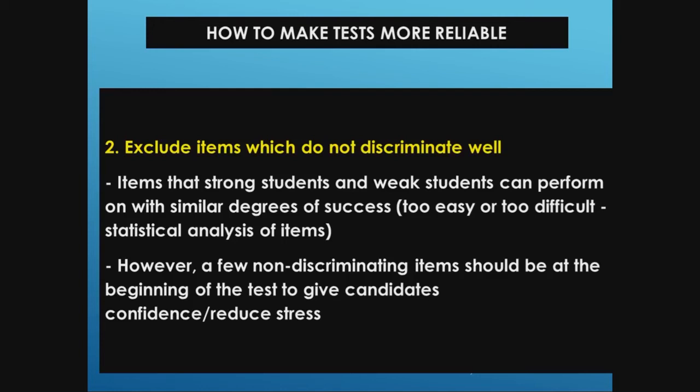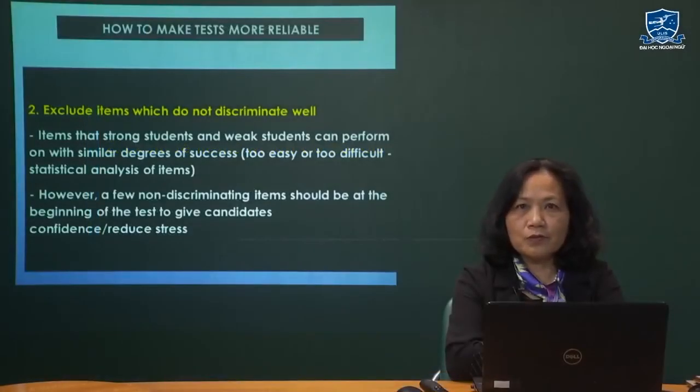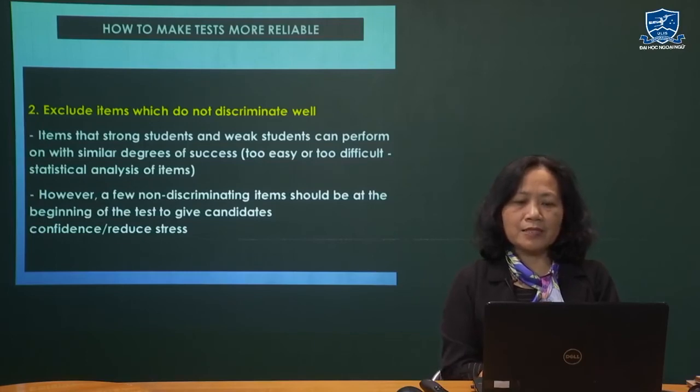However, in some tests, we can use some easy or non-discriminating items at the beginning of a test to encourage candidates, to give candidates more confidence, to reduce stress. These non-discriminating items are usually easy ones. So if a test begins with easy items, it can reduce stress or anxiety from test takers. However, we shouldn't abuse these non-discriminating items. Just use a few of them, two or three only. And other non-discriminating items should be removed from the test.